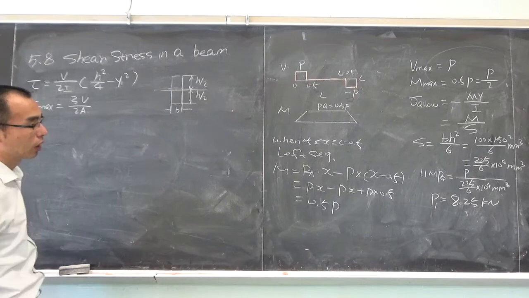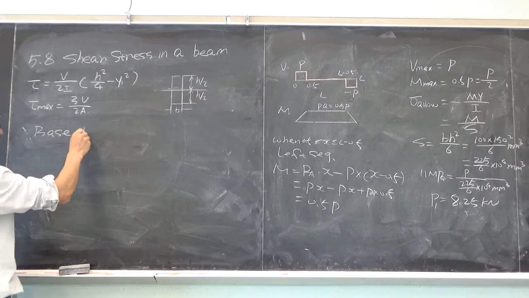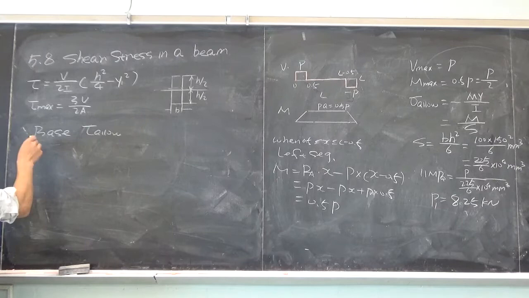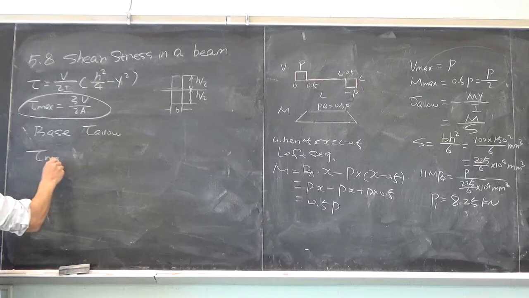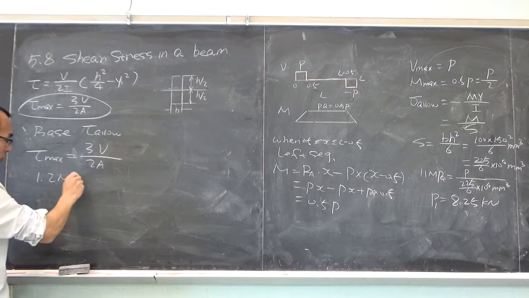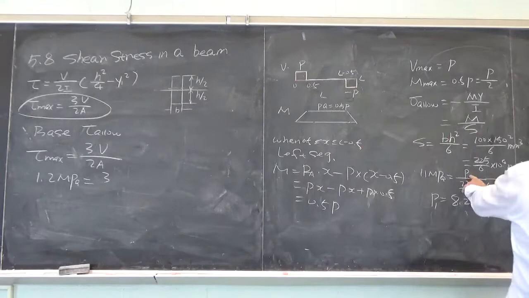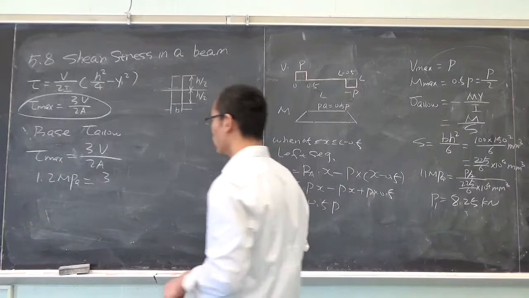Okay, so based on the allowable normal stress, we get a load, right? Now based on the allowable shear stress, we can use this one, because we use the maximum one. The maximum shear stress is equal to 3 times the shear force divided by 2 times the area, right? So the shear stress is 1.2 megapascal. Oh, this one is the moment, right? So P over 2. Be careful. And the result is 0.25, okay. So the shear force is equal to P.